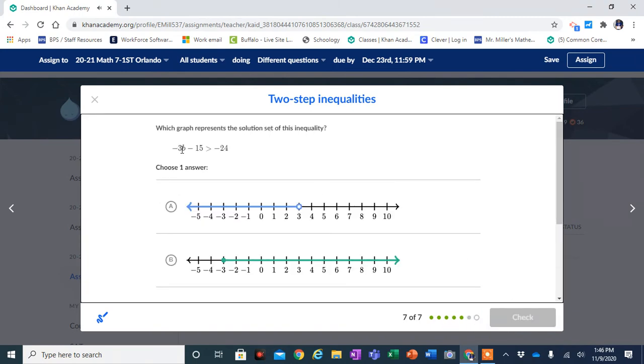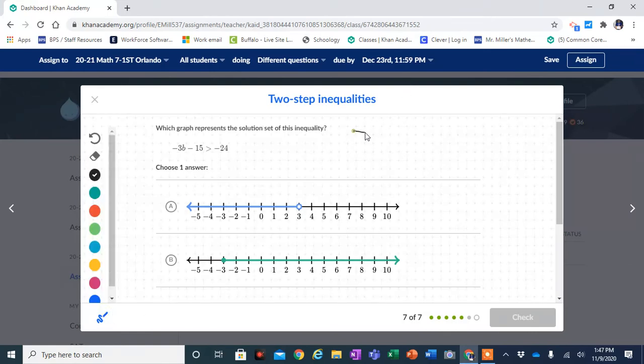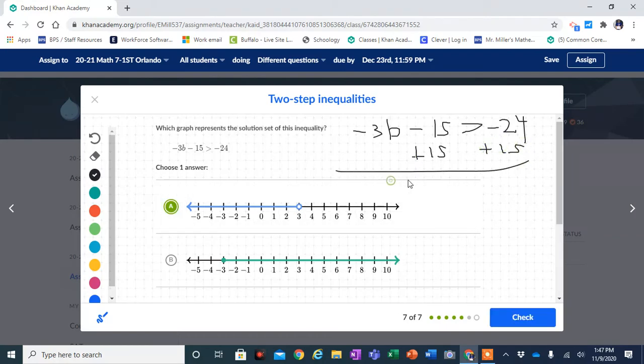All right, for this one, negative 3b minus 15 greater than negative 24. So to get rid of the minus 15, we have to add 15 and add 15. So this is then negative 3b is greater than, you owe 24, you pay back 15. So if you owe 24 and you pay back 15, that would mean that you owe 9.